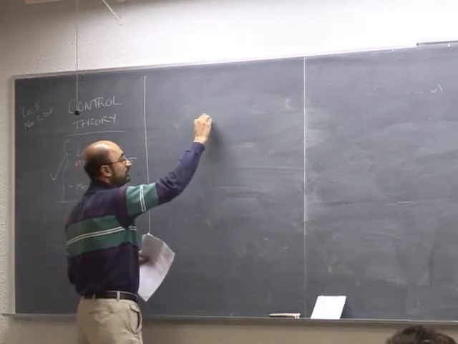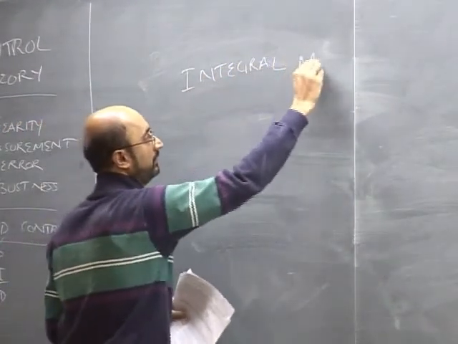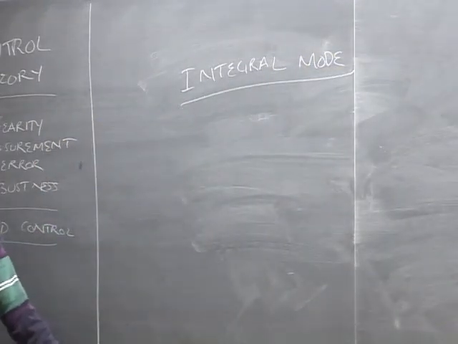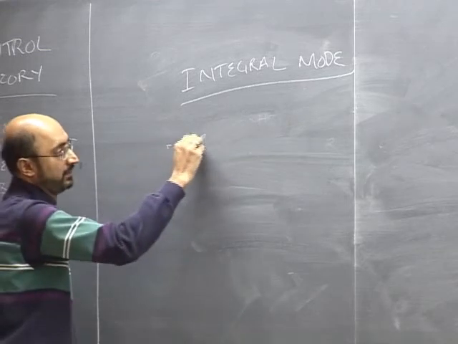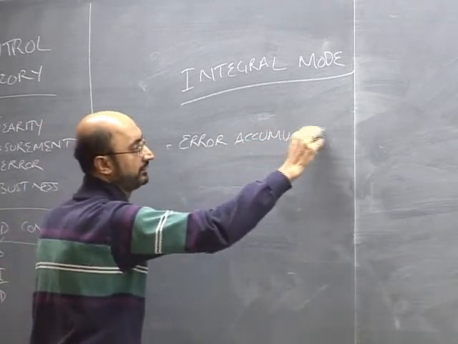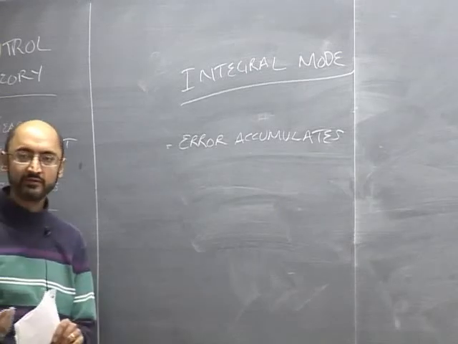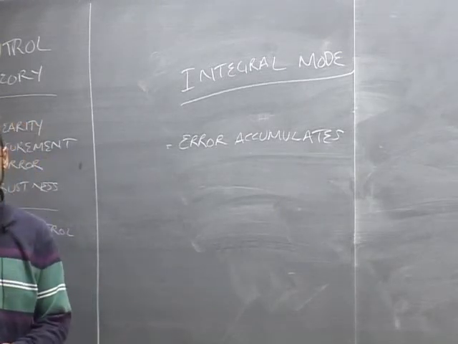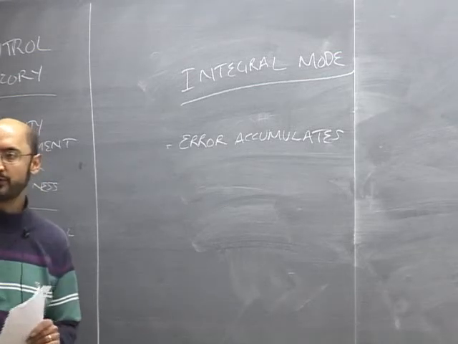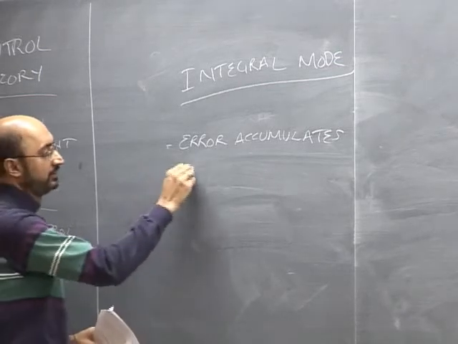So let's look at the other mode, which is integral mode. And the first question you want to ask is why? Why bother? Okay. In integral mode control, the intuitive understanding is that error accumulates. If you have a system where there's some kind of energy storage and the error is accumulating, then what you want to respond to is not the instantaneous error value, but the accumulated error.